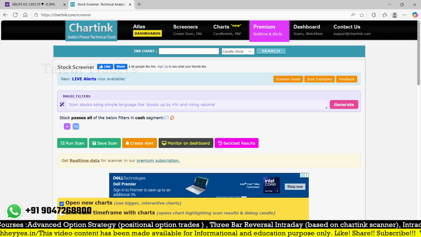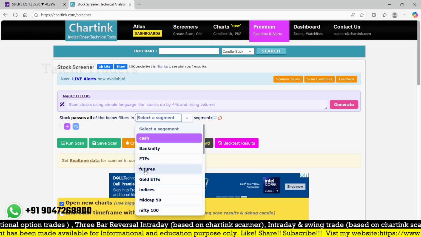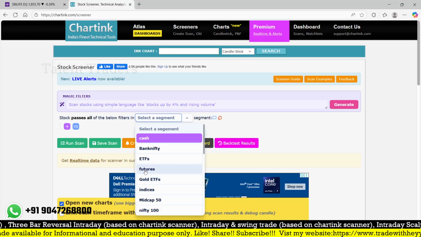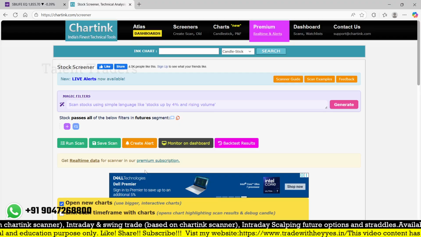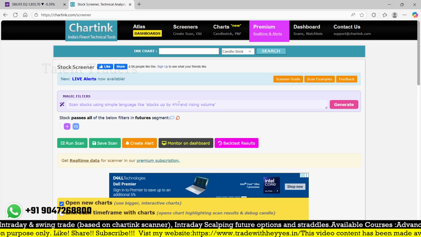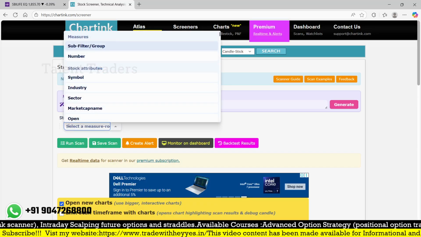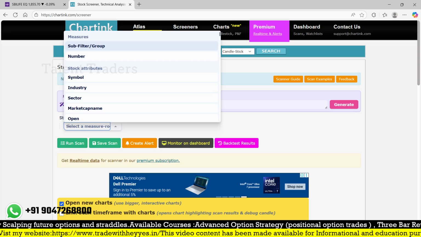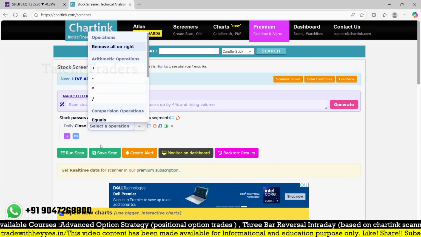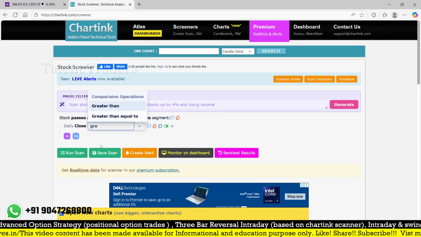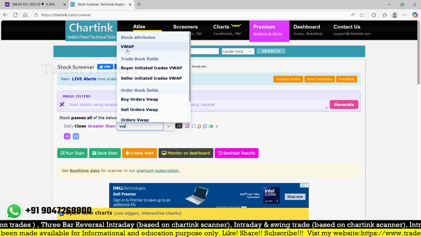Okay, so first we'll use VWAP. We normally look at futures stocks because futures stocks have options. Only this futures group we are going to work with. Mainly we are looking for an option purpose and selecting stocks using this scanner. So the close of that particular day must be greater than VWAP.